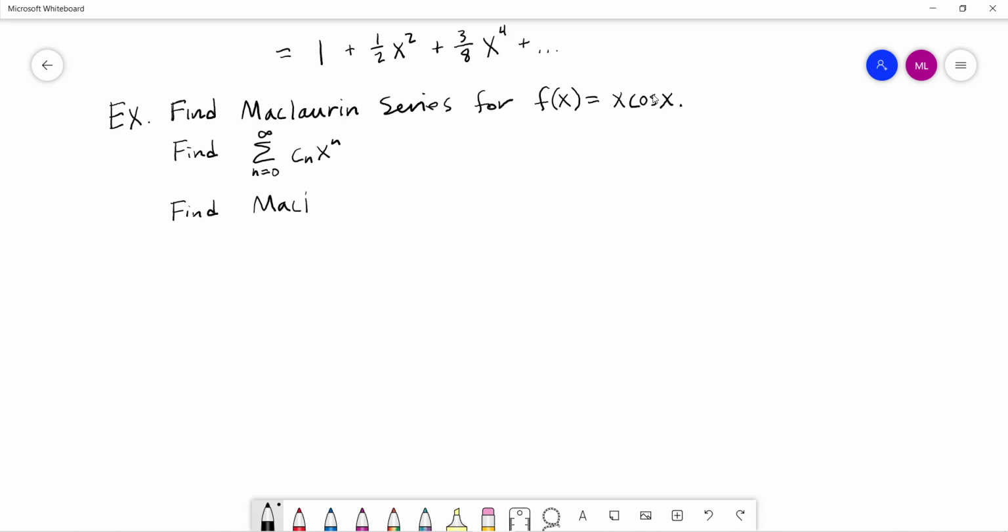Okay, so let me just write this out. We could have found this for the f of x equals x cosine of x, but instead what we're going to do is find the Maclaurin series for simply some new h of x, I'll call it, which is just going to be cosine of x, and then multiply that by x.